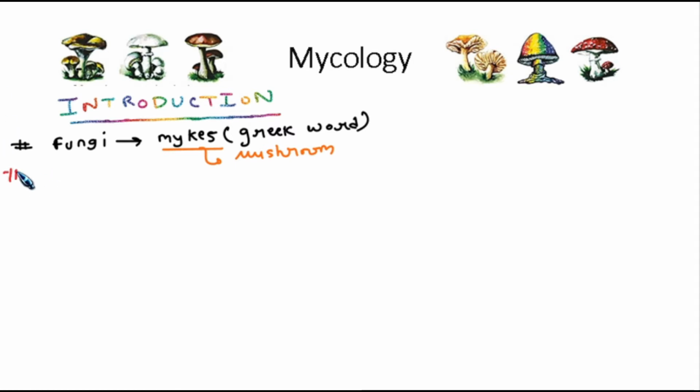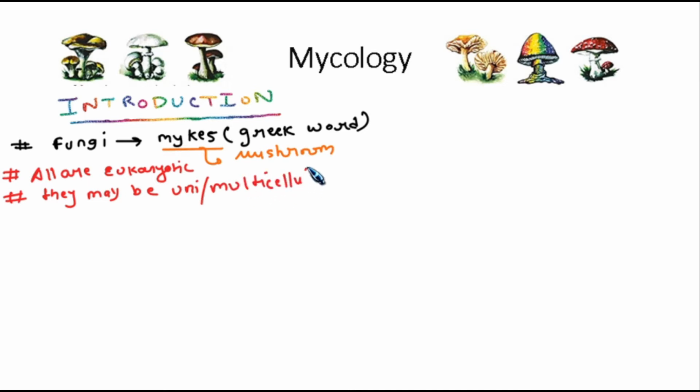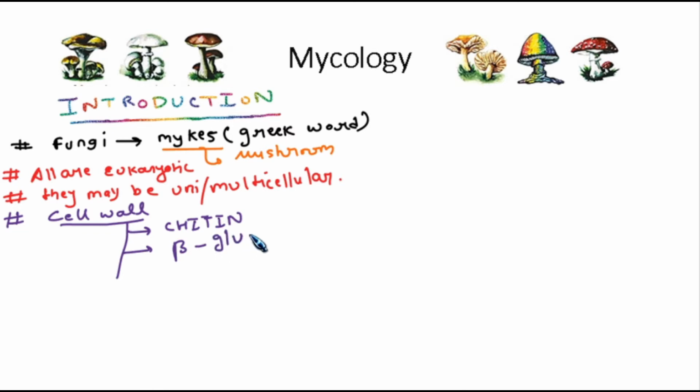Now, fungi are eukaryotic organisms. All are eukaryotic organisms. They may be unicellular or multicellular. Now let's see the content of the cell wall. What does the cell wall have? The cell wall has chitin. The most important part of the cell wall is chitin, and the second one is beta glucan.